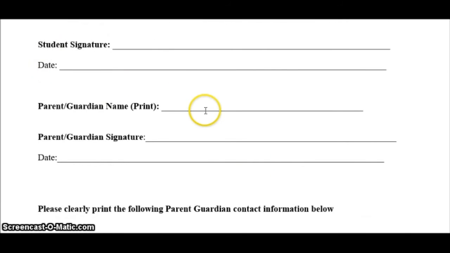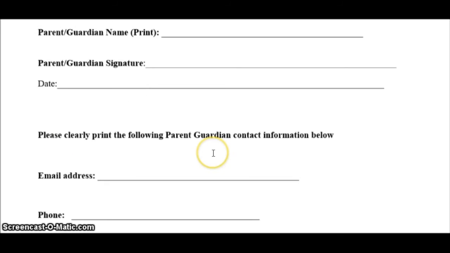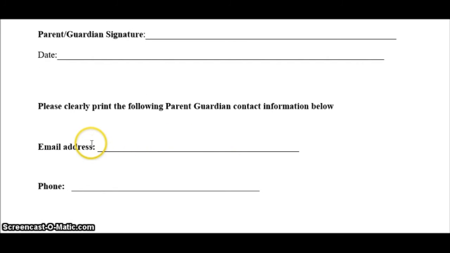I also need a parent or guardian name printed, a parent or guardian signature, and the date that they signed it, along with contact information. Please provide an email address and/or a phone number. I do prefer having an email address so I can send out blast emails if I'm not available, but if phone is your preferred method of contact, please let me know.